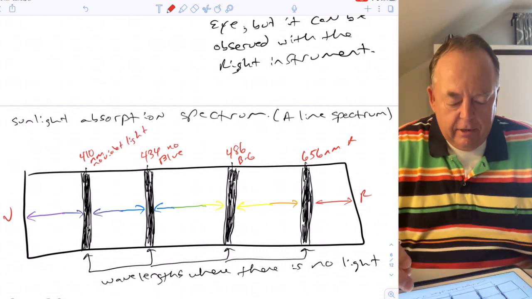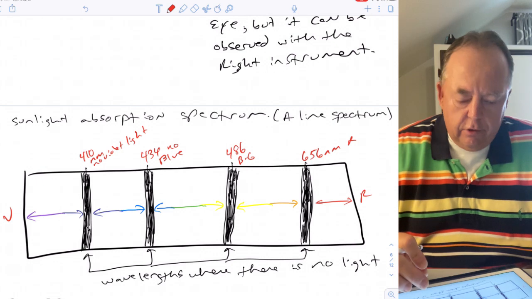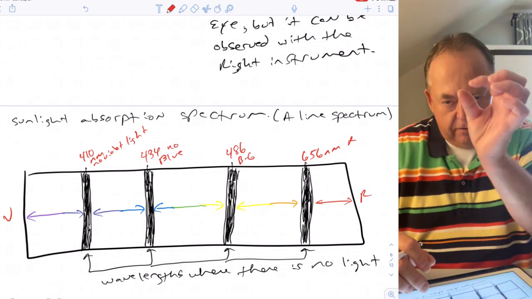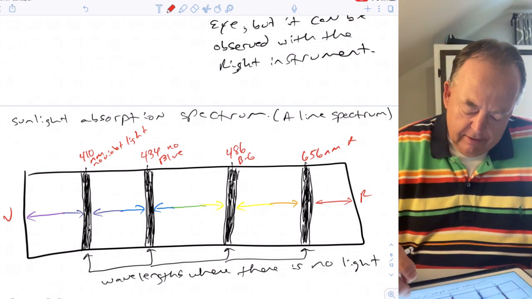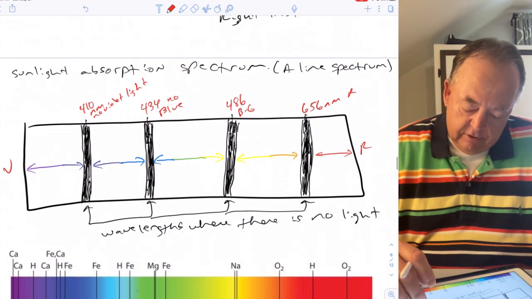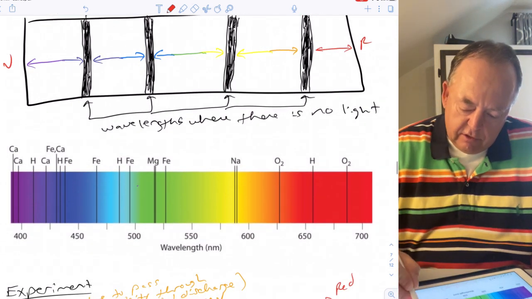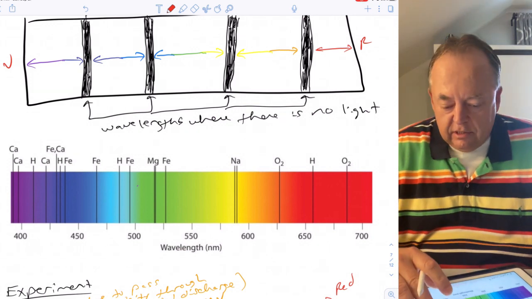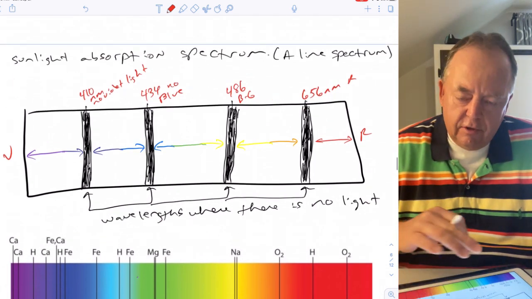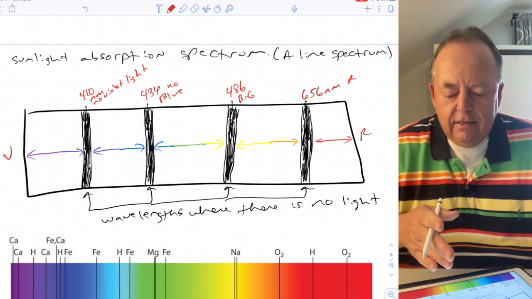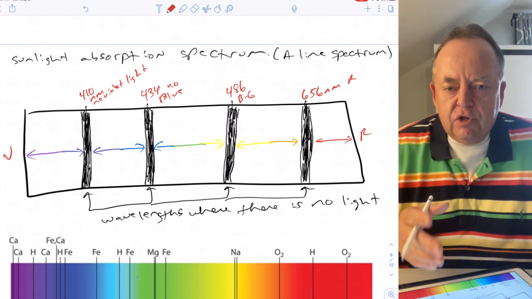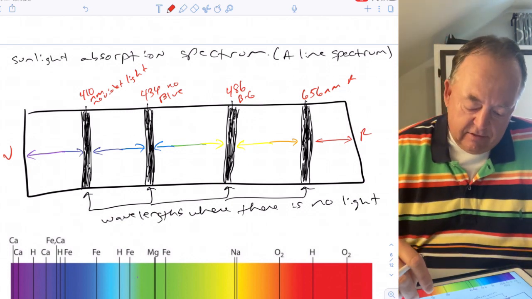So at 410 nanometers, this is the violet region, indigo to violet, there would be a strip where there's no light. This would just be a nicer or prettier picture of it. And what does this have to do with chemistry? Well, if you can understand why there's light and no light, then you understand something about the structure of the atom. That is the significance of this.